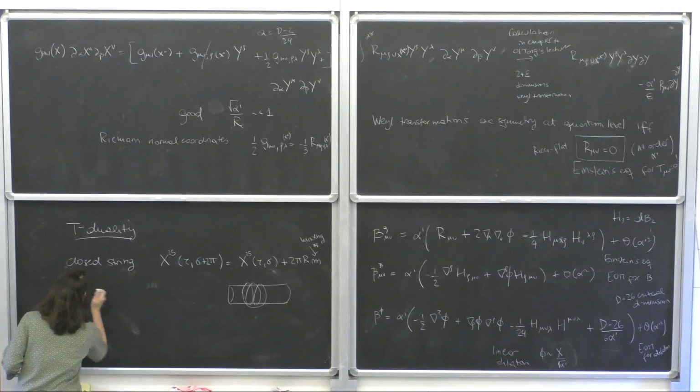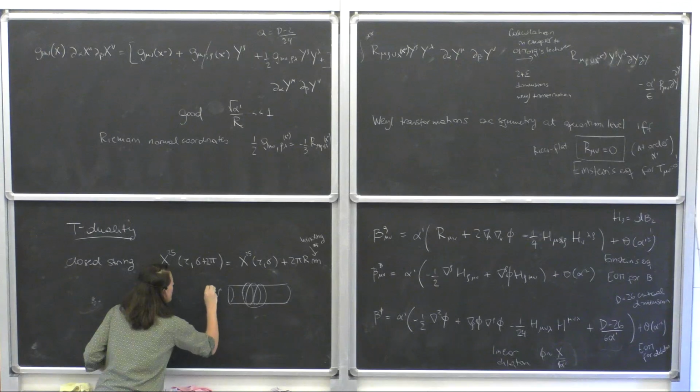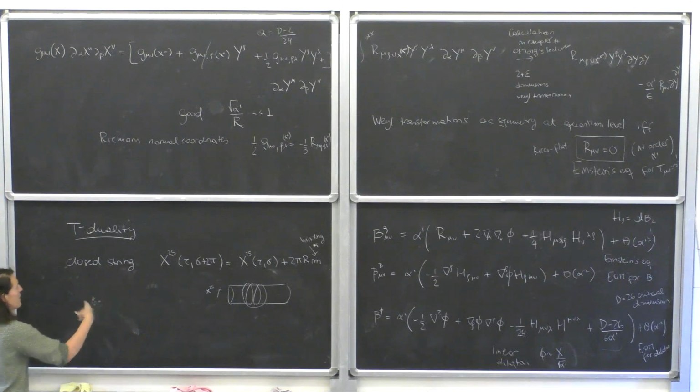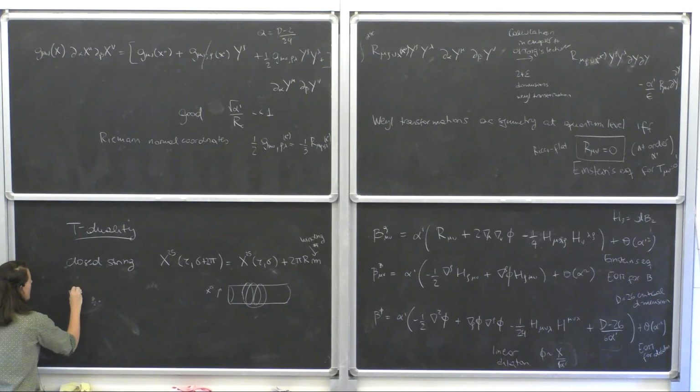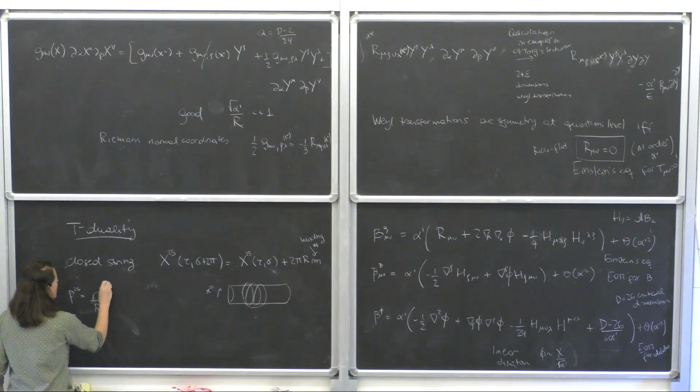So there's also, this is a coordinate x25. If x25 is periodic, p25 is quantized. The momentum along that direction is quantized. So this is the momentum number.